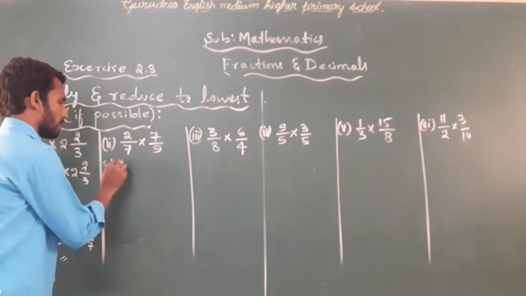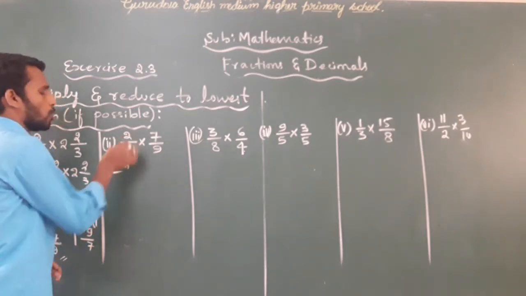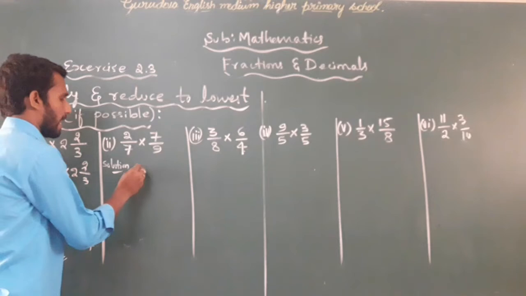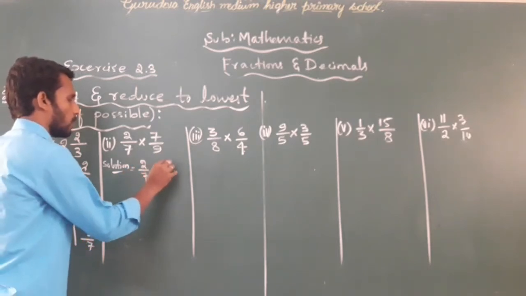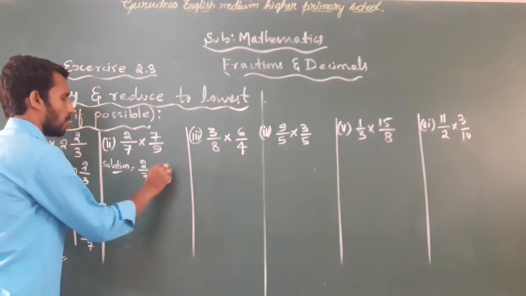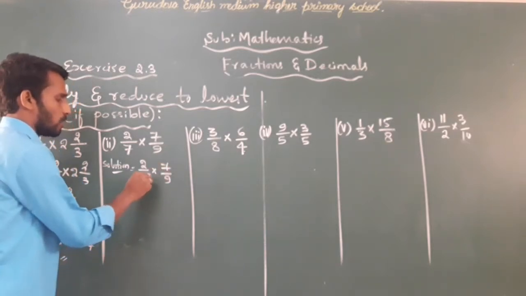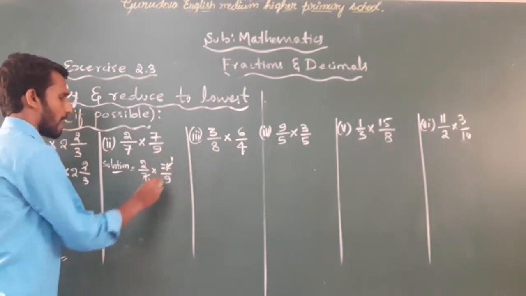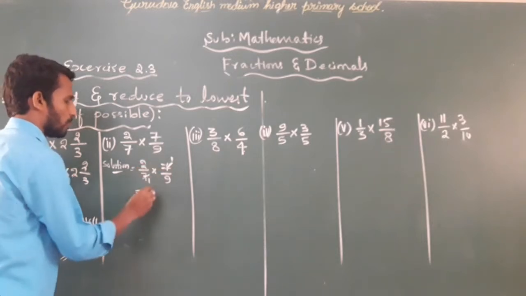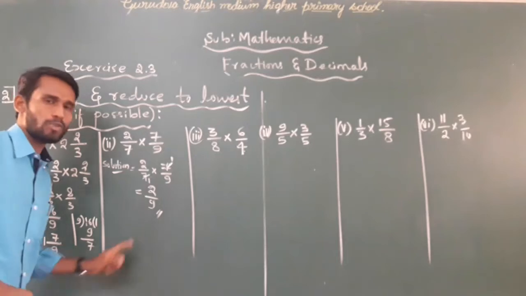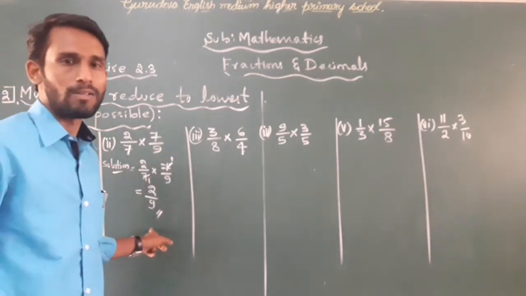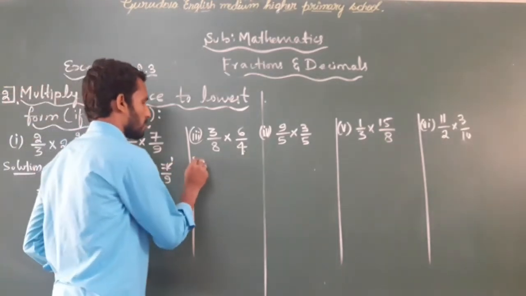Let us see the solution. 2 by 7 into 7 by 9. We have to multiply 2 by 7 into 7 by 9. We cancel the 7s, 7 ones are 7. When we multiply, 2 into 1 is 2, and 9 into 1 is 9. This is the solution. Now, the third problem.